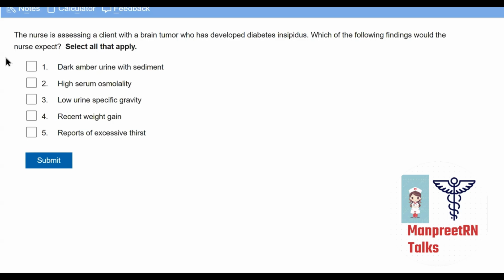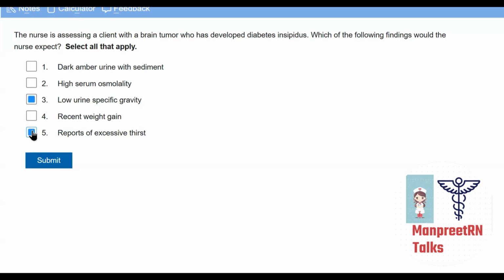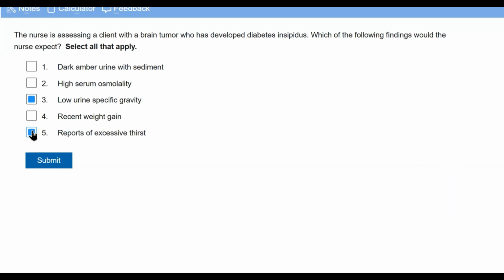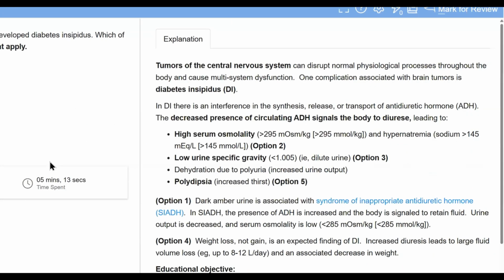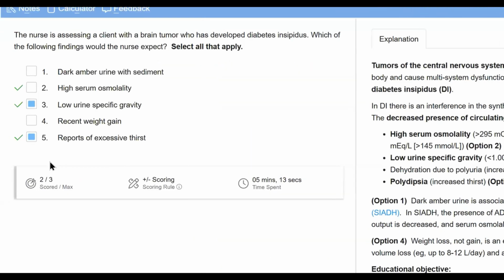So when you have a SATA question in your exam, keep in mind always select the option in which you are 100% correct because there is negative marking. So I will select option 3 and option 5. So low urine specific gravity and reports of excessive thirst. So diabetic insipidus patients have this. So I will submit it. And option 2 is also correct, high serum osmolality. So tumor of the central nervous system.